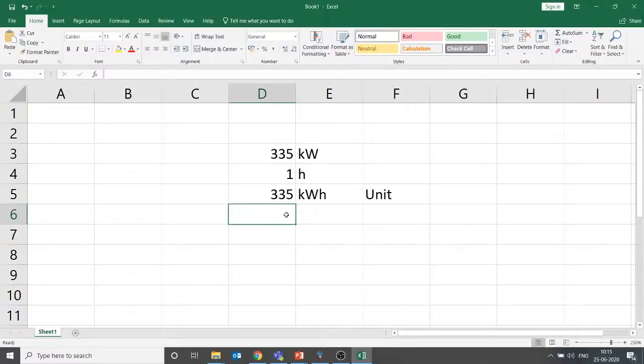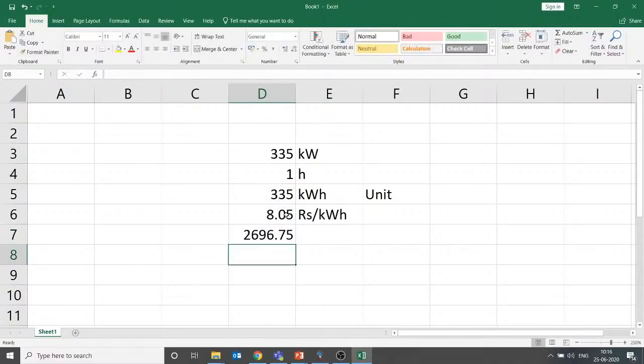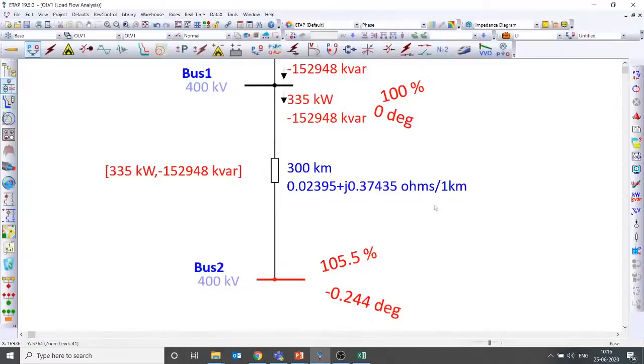If I assume the price as, for example, 8 rupee 5 paise, which is a tariff for Tamil Nadu commercial users, then the loss incurred in an hour is about 2696 rupees. That is just for an hour. And for a day, just multiplying by 24, knowingly or unknowingly you are losing 64,000 rupees just by energizing a 300-kilometer line and keeping it on. That's it, as simple as that. So you might be losing about 65,000 rupees. That's definitely not a small number.